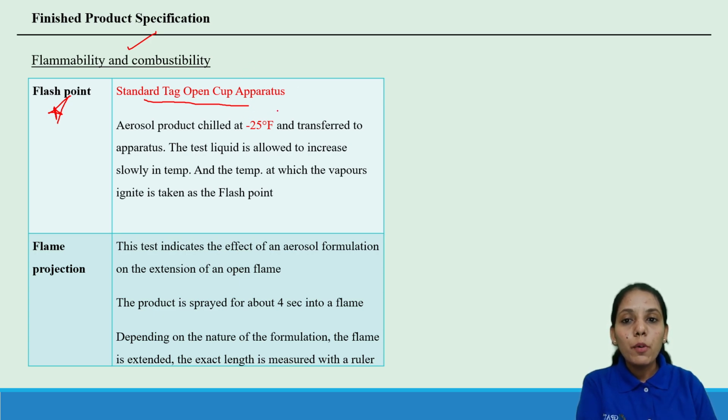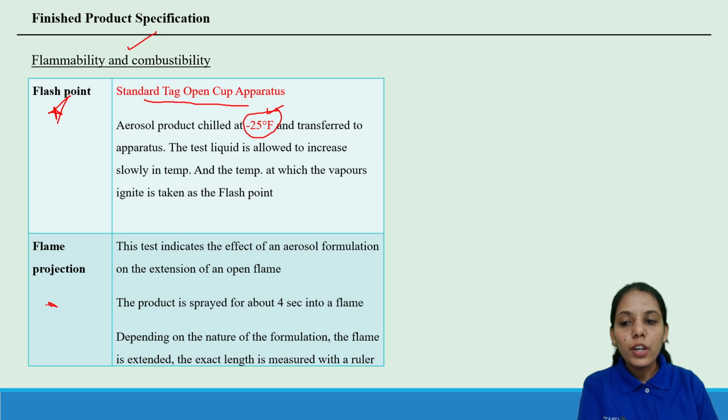So first, the aerosol product is chilled at minus 25 degrees Fahrenheit and transferred to this apparatus. The test liquid is allowed to increase slowly in temperature. The temperature at which the vapors will ignite is known as the flash point. For example, if it ignites at 40 degrees Celsius, then 40 degrees Celsius is the flash point of that aerosol. So remember at what temperature it is cooled and what is the apparatus used.